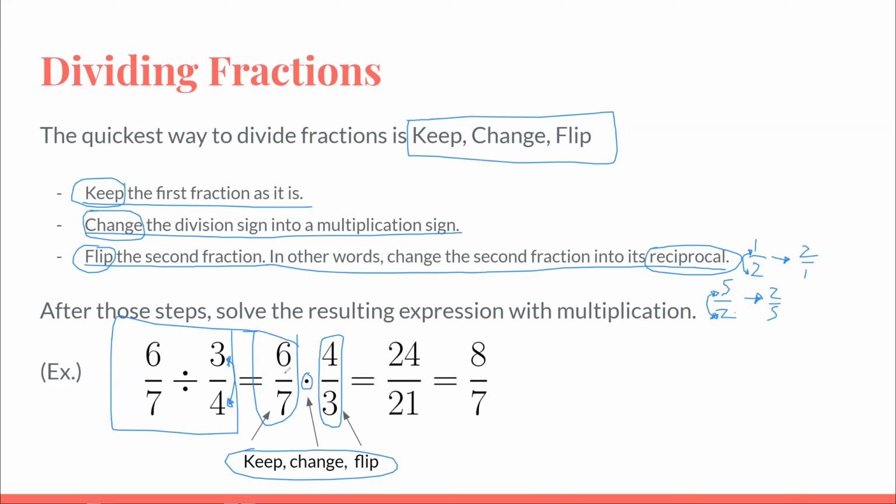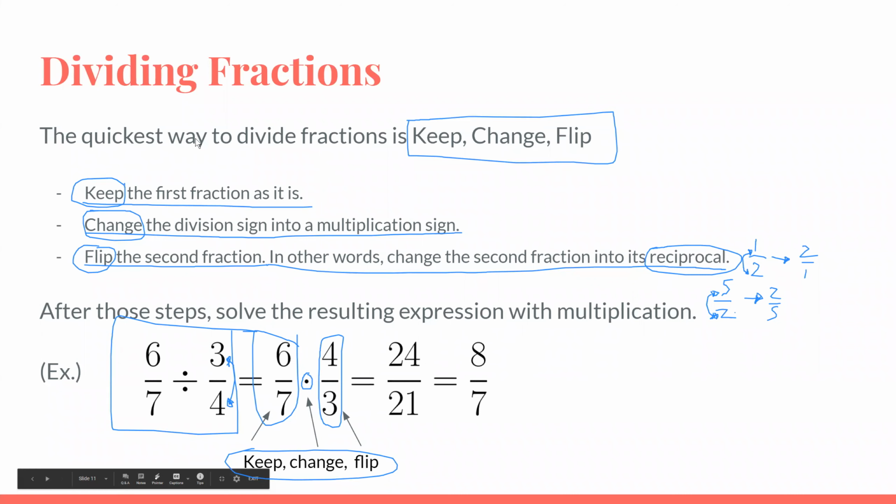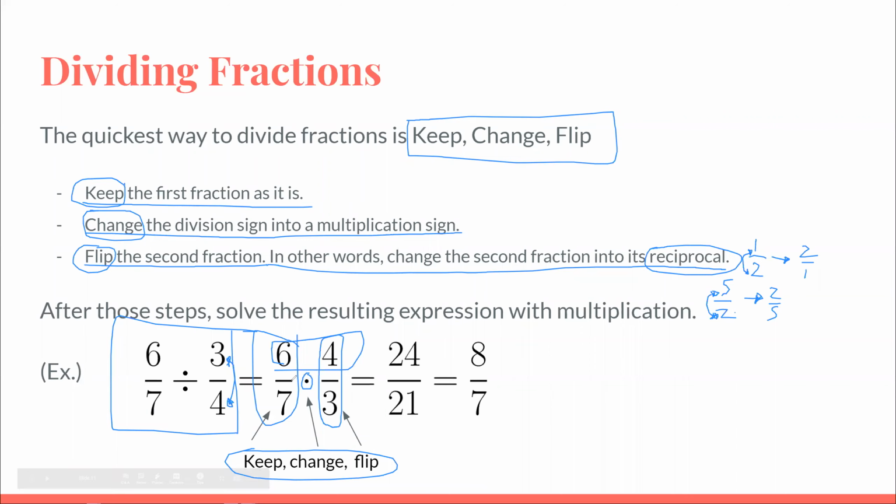So now you would just use the multiplication method to solve. So you would do 6 times 4, which is 24, and then you would do 7 times 3, which is 21, and then 24 upon 21, if you simplify that down, you would get 8 upon 7. So your final answer is 8 upon 7.